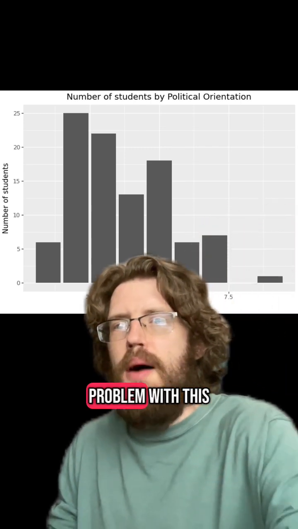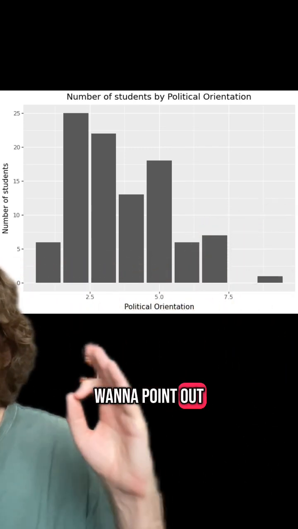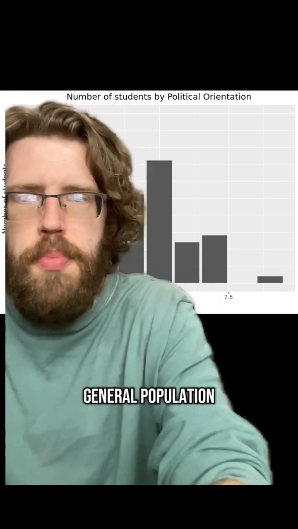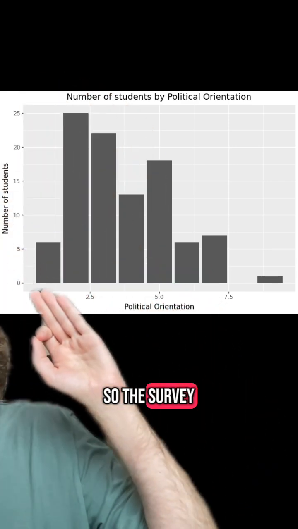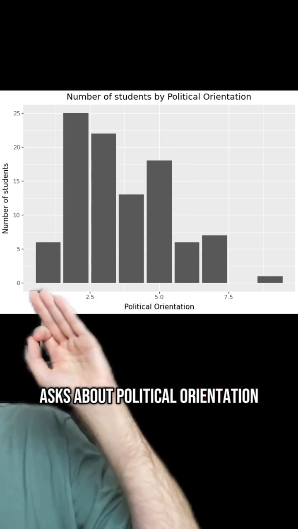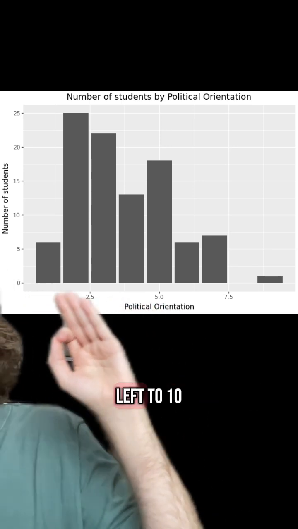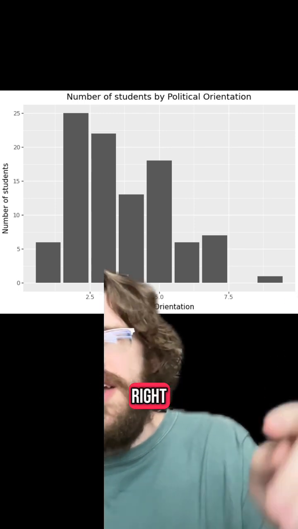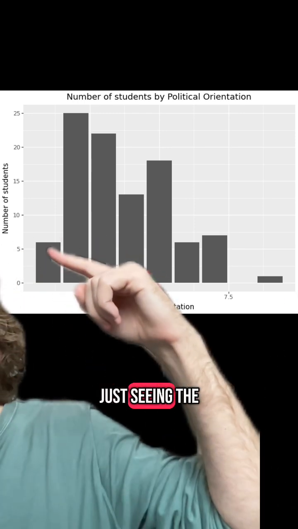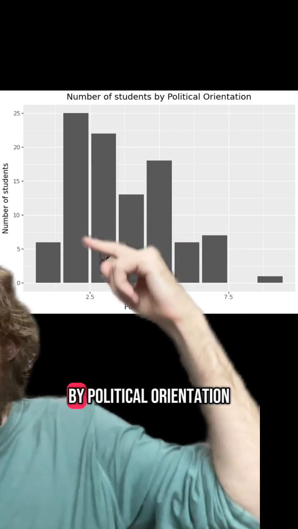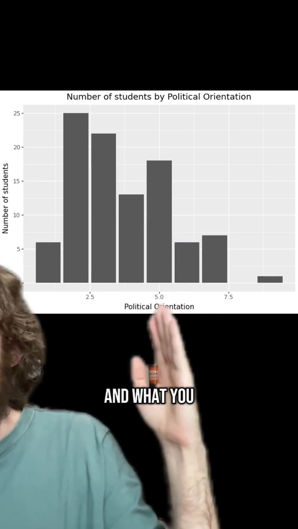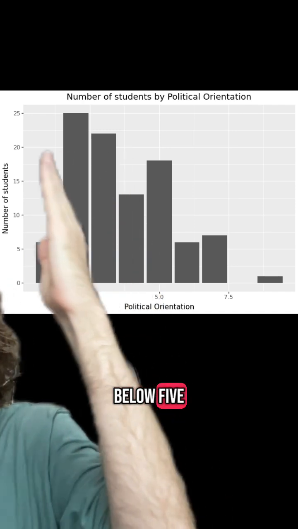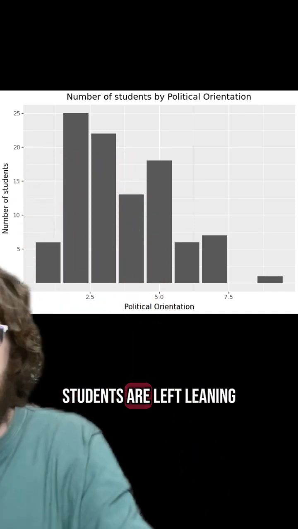And the first problem with this paper that I want to point out is that the data is not representative. The students aren't representative of the general population. So the survey asks about political orientation, which ranges from 1, very far left, to 10, very far right. And here we're just seeing the number of students by political orientation. What you can take away from this is that most of the students are below 5. Most of the students are left-leaning.